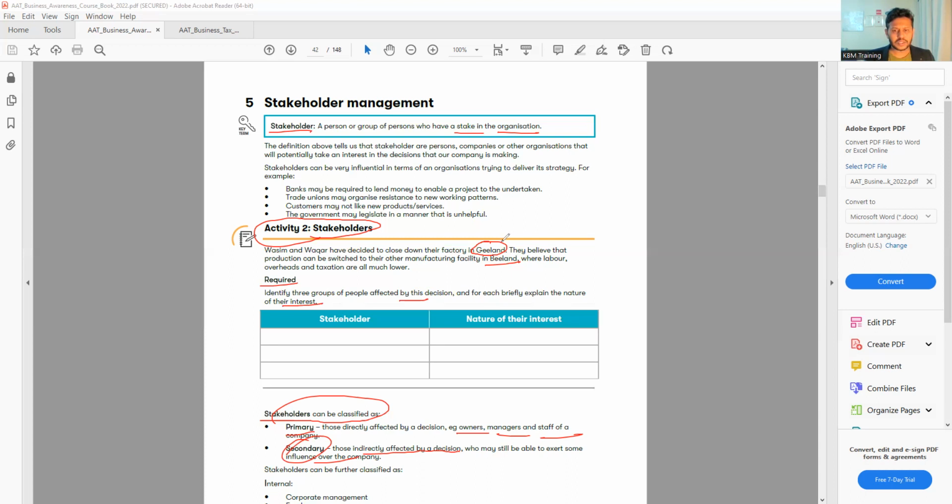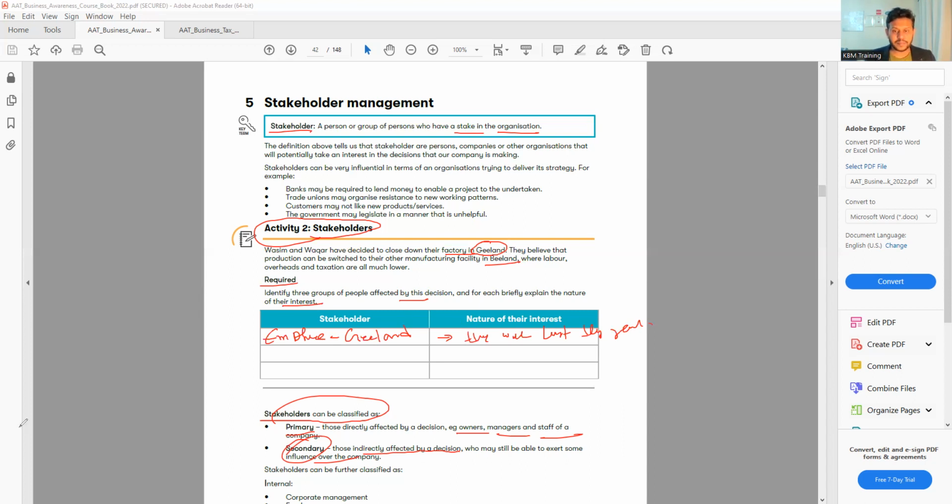So the first one we can say here, if we close the factory in Greenland, is the employees in Greenland. So Greenland, it's not green, it's Gieland, okay. So the employees in Gieland will lose their job. So they are the stakeholders in Gieland. That is basically the nature of the interest. They will lose their job, because if you close the factory in Gieland, we don't need employees there.